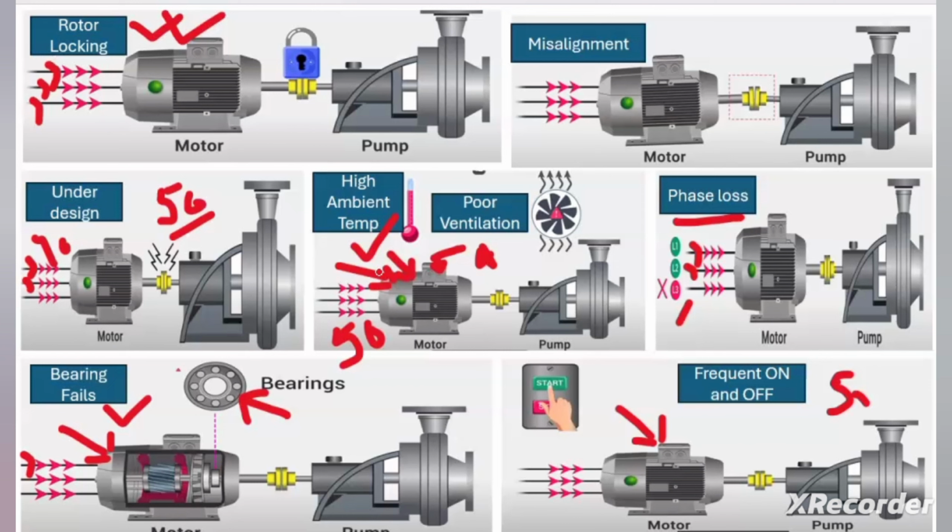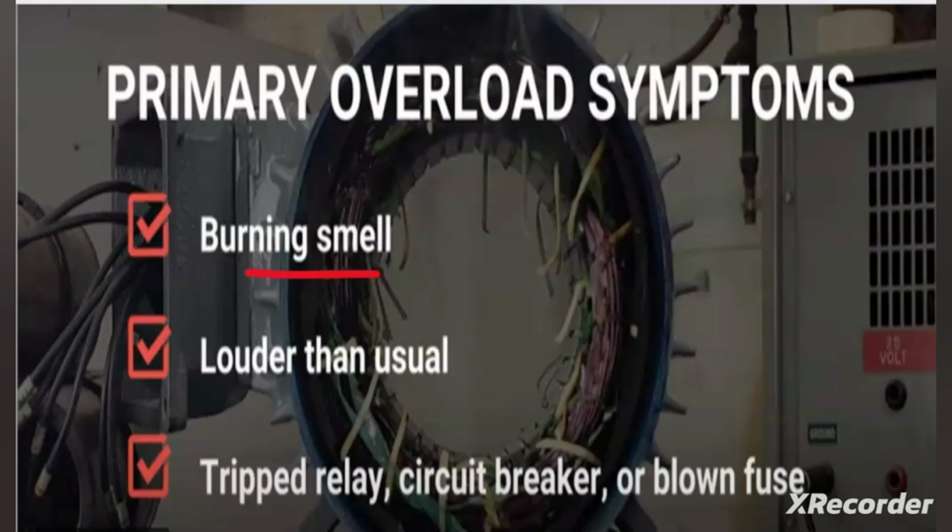So far, we covered the major reasons for motor overload or overheating. Now let us understand how to identify that the motor is overloaded or overheating. There are some symptoms we can check in the motor, and from those we can conclude that the motor is running in an overload condition. The first one is a burning smell near the motor. The other symptom is that the motor makes more sound while running than usual. By observing the louder sound near the motor, we can identify that the motor is running in overload condition.